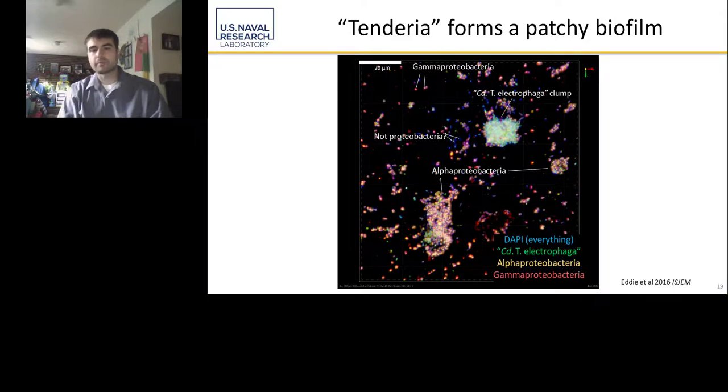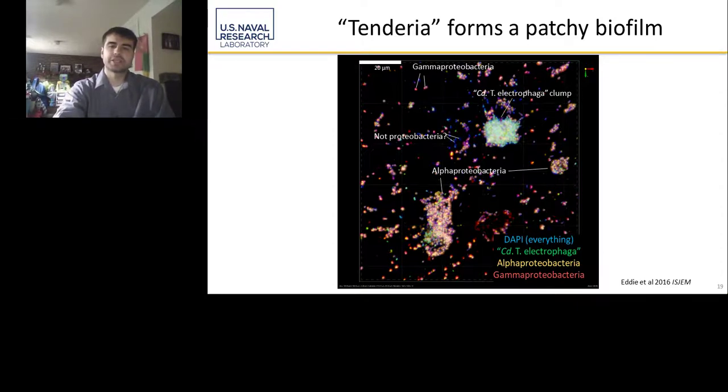And the probe itself is green, but when it's mixed with the blue from the DAPI, which is the DNA stain that stains everything, and the red, which stains Gammaproteobacteria, which this organism also is, those all combine to make this kind of orangish, whitish color, which is very confusing because then the alphaproteobacteria, which are a completely different group of bacteria, are also orange. But if you look at the individual colors with this microscope, you can pull out that this clump that's labeled here is actually Tenderia, while the others are not. So it forms a patchy biofilm.